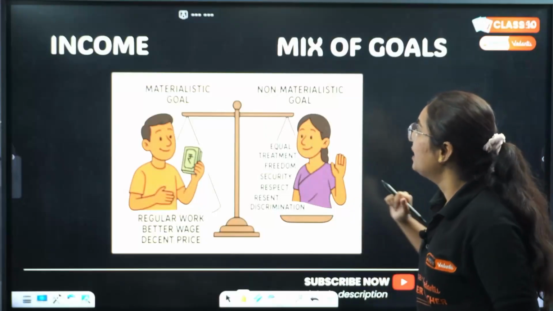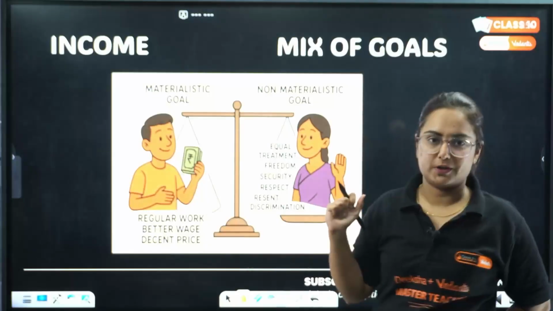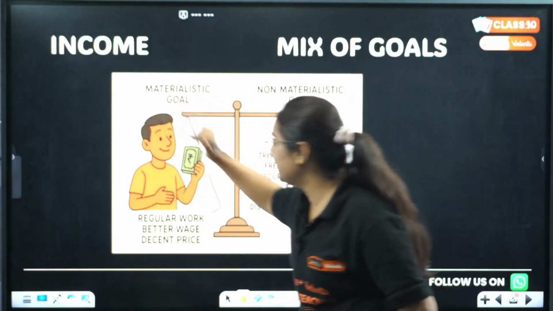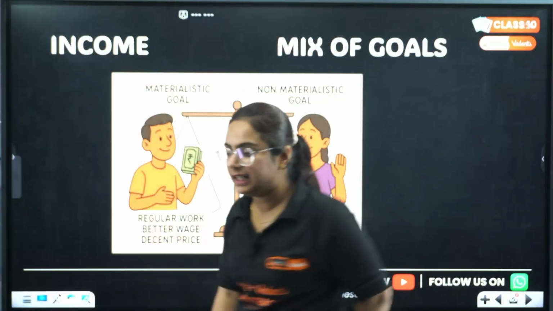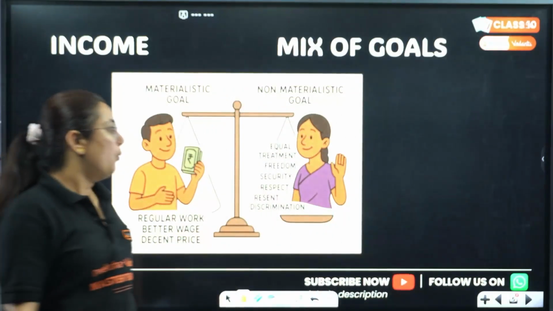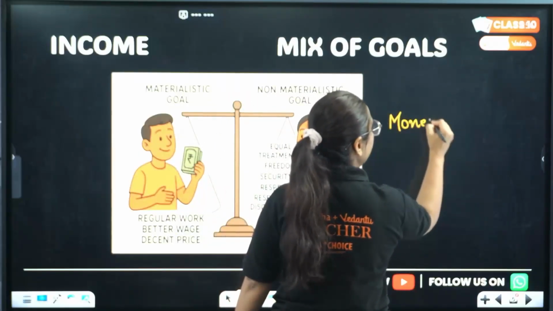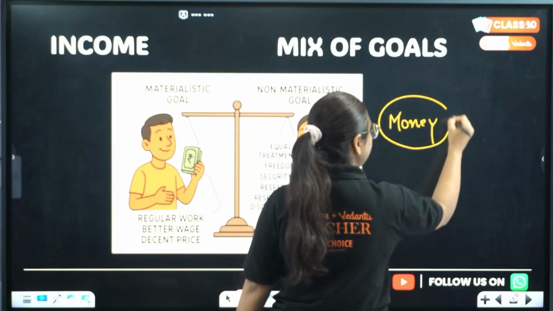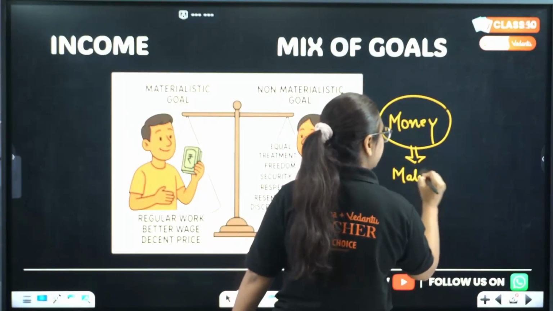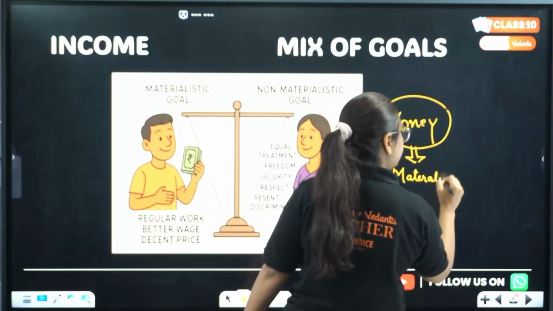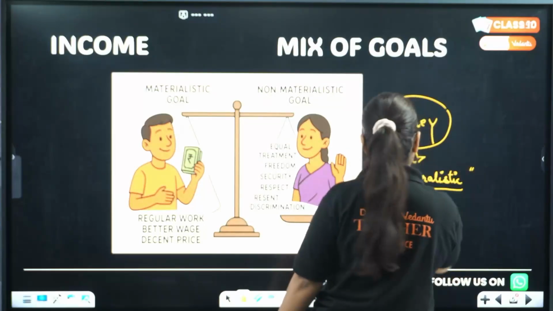Let us weigh that, right? See, there are two types of goals for a person. One goal is materialistic and the other is non-materialistic. I'll tell you with the help of an example. What we think right now is that money is everything, and by this money we mean materialistic growth. That means because of this money we can buy a good house, a good car, etc.